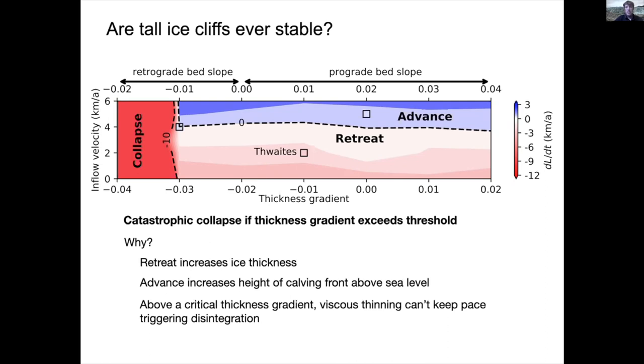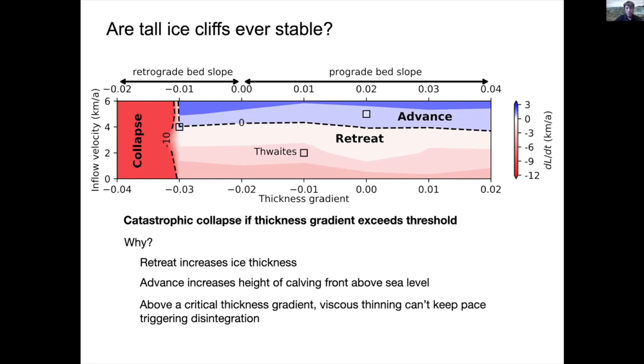at a critical ice thickness gradient. And to test whether that was actually the ice thickness gradient rather than the bed slope, we did a bunch of other simulations with different surface slopes but the same thickness gradient. Those are the filled squares. And we get pretty much the same behavior for different surface slopes, so long as the thickness gradient is the same.